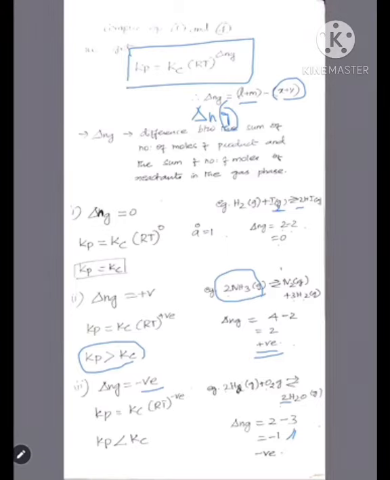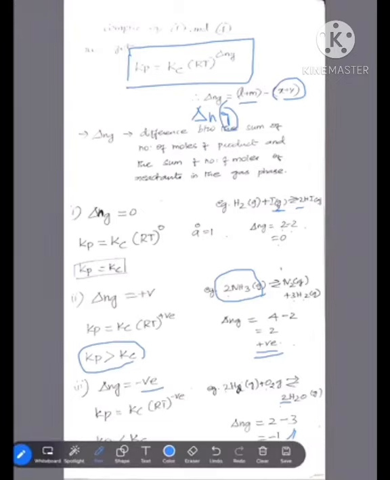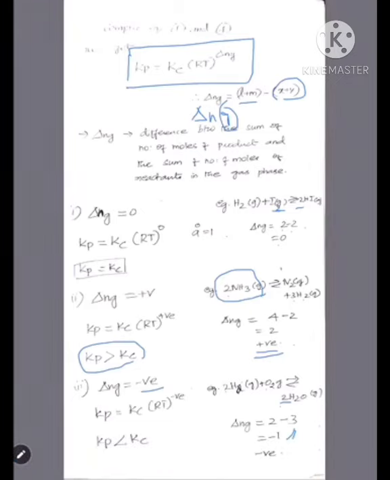So these three conditions are very important. They might ask you in 1 mark or 2 marks also. And when you write the relationship between Kc and Kp, the derivation for 5 marks, you have to mention these three conditions. Then only the entire thing is complete.